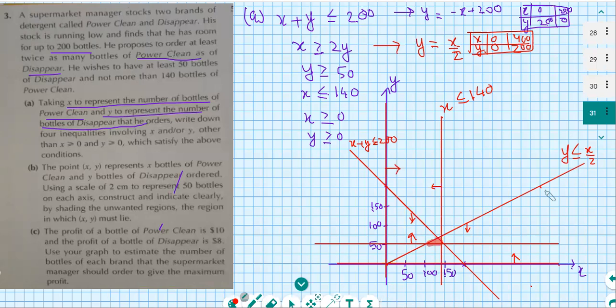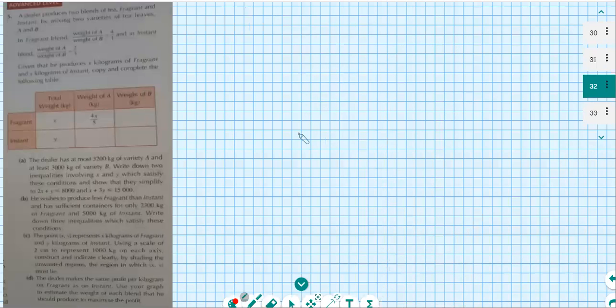So part B finished. Part C, I'm leaving for you to solve. I'm moving to the next question, question number 5. Question number 5 again is very similar. We have to plot the inequalities.